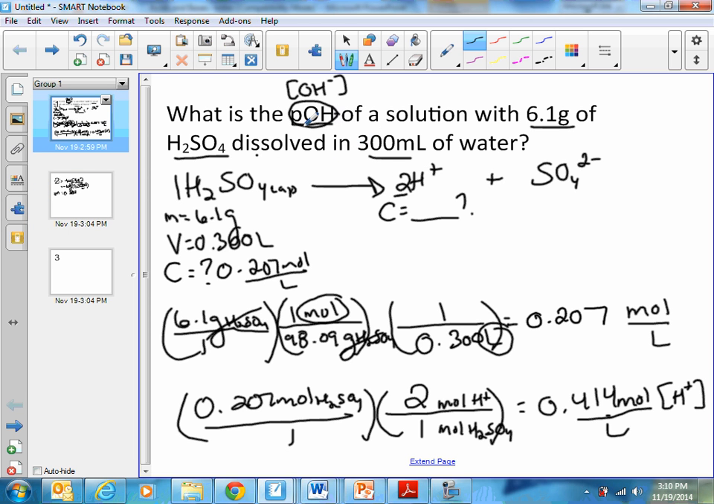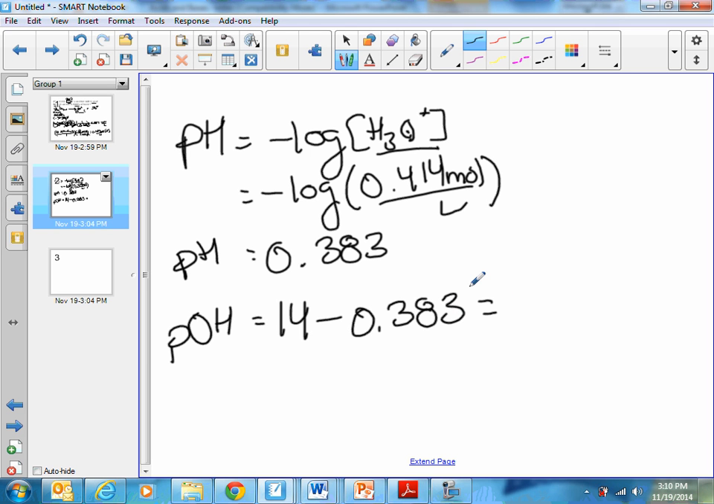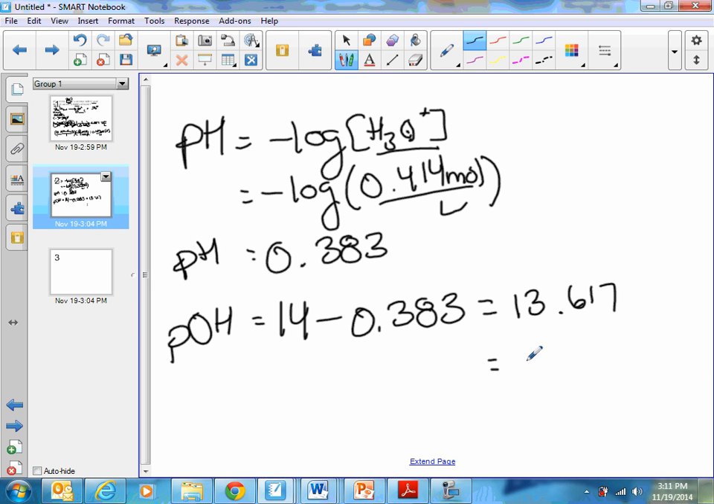The question wanted pOH. And remember that pOH can be found using hydroxide concentration, which I don't have, or we can subtract from 14 to give me the pOH. So 14 minus 0.383 gives me 13.617. If we look at our significant digits, the mass is only 2, so this means my pOH should have 2 decimal places, 13.62.